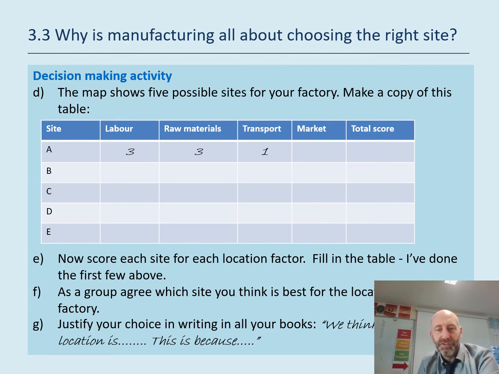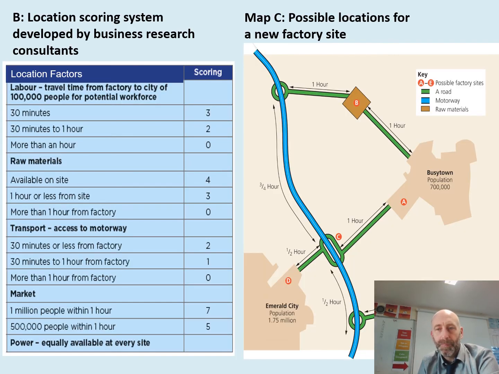Okay, so look at the different factors, look at the different criteria, and score as you go. So I've started to do this one for you. So we already said that site A was a 3 because it was near to a Labour source. Let's look at raw materials. So we go back to the map. So the criteria here is, are the raw materials available on site? Well, no, site A doesn't have any raw materials actually there, but they are an hour or less away, because you can see that they're an hour from site A. So that would score it 3 points.